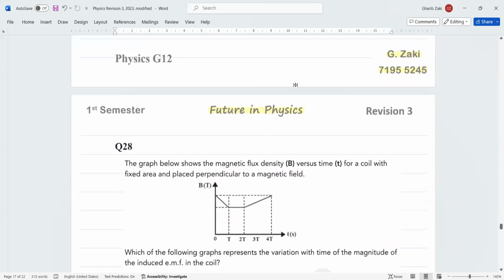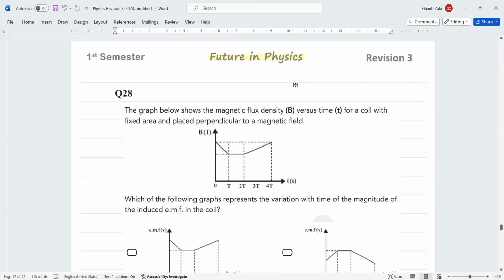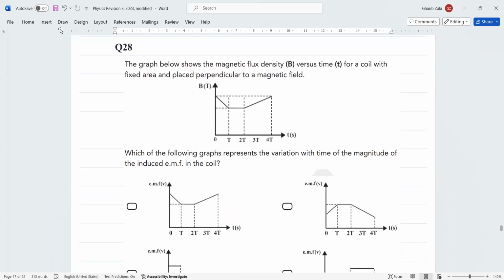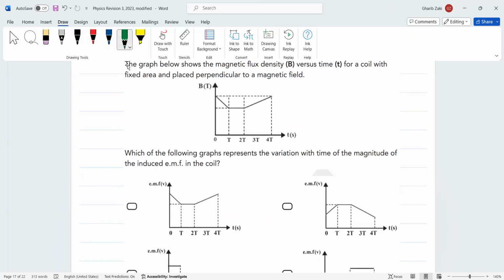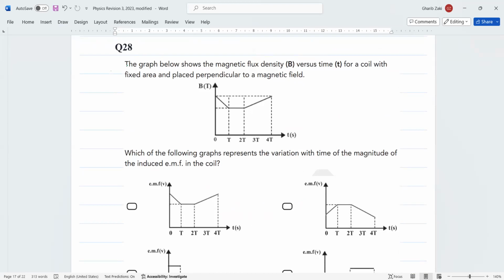Okay, now look at this question. What do you notice about this? It says the graph, follow me please, because this is an important question. The graph below shows magnetic flux density versus time for a coil with a fixed area placed perpendicular to the magnetic field. Now, what will happen here? Here we have a change in magnetic flux density, and this is a constant change.